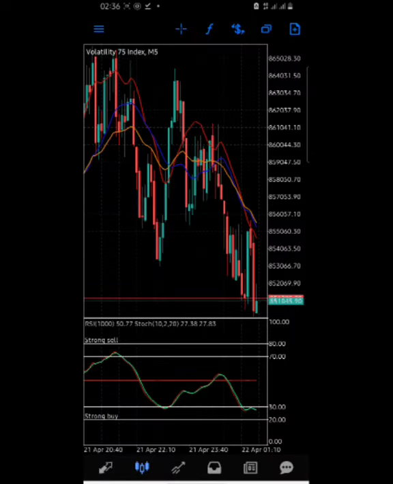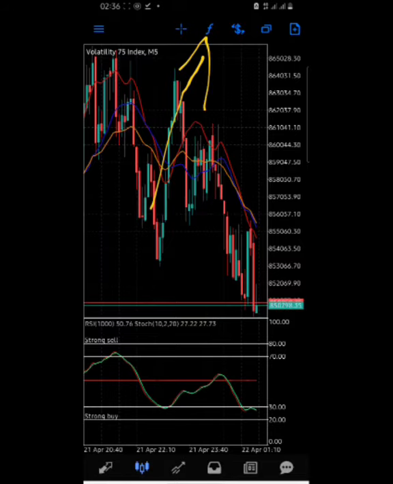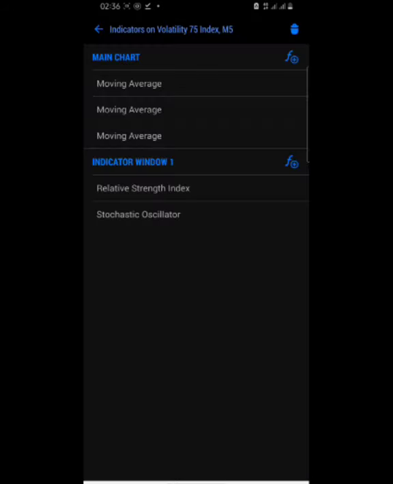For those that have been keeping in touch, you know where to go to pick your indicators and strategies. First off, what we did is come up here and click the F signal or whatever that is. Click on it, it brings you here. Then you click on your main chart to pick your moving averages, and after that you can click on that same part to pick your relative strength index, before you click this to pick your stochastic indicator. So let me just show you what I have there.